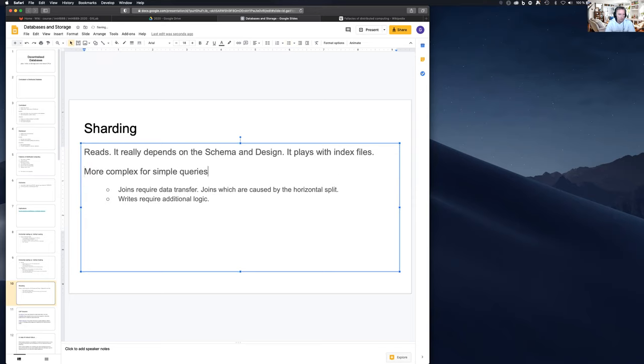And that relates to this as well. So again, for more complex queries, we have support from indexes, right? So we have better indexing to deal with more complex distributed queries. And then for joins, joins require data transfers.